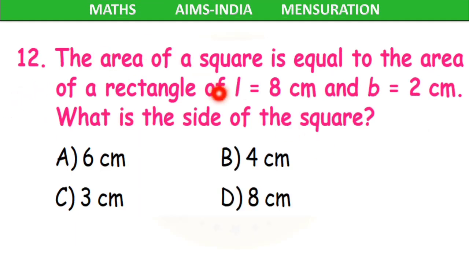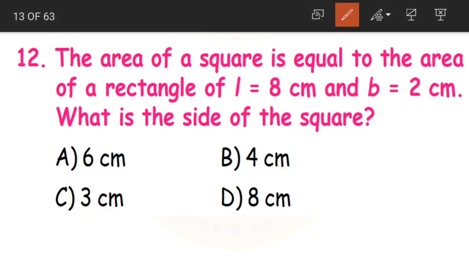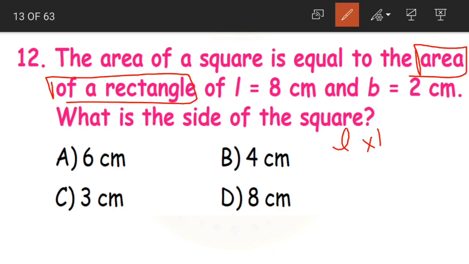Coming to question 12. The area of a square is equal to the area of a rectangle of length 8 centimeters and breadth 2 centimeters. What is the side of the square? Now this is a little bit tricky, but if you understand what they are saying, we have a square whose area is equal to the area of the rectangle. That means first we have to find out the area of the rectangle. We already know how to find the area of a rectangle, right? What is the formula? Length into breadth. What are the length and breadth given? Length is 8 into breadth is 2.